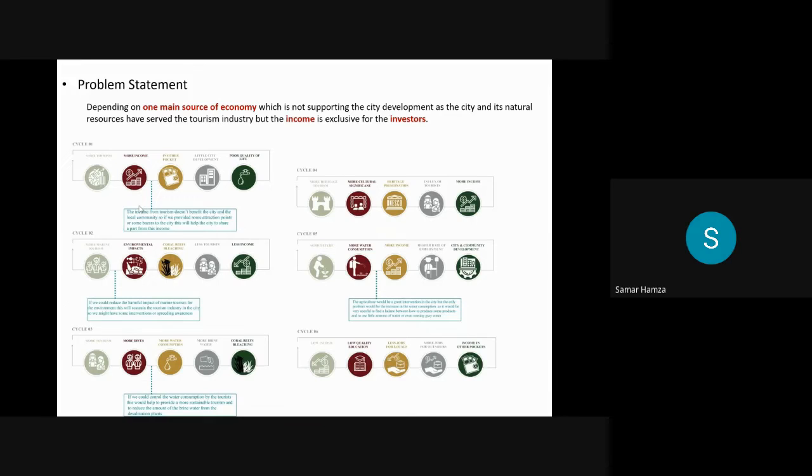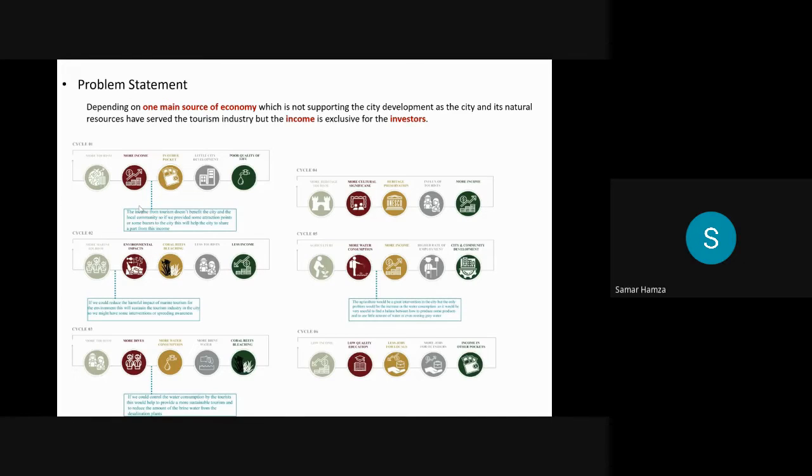After our analysis, we skipped a lot of it because we don't want to spend so much time on the data. We came out with a problem statement, which is that Qusair depends on one main source of economy, which is not supporting the city's development as a city, and its natural resources have served the tourism industry, but the income is exclusive to the investors.